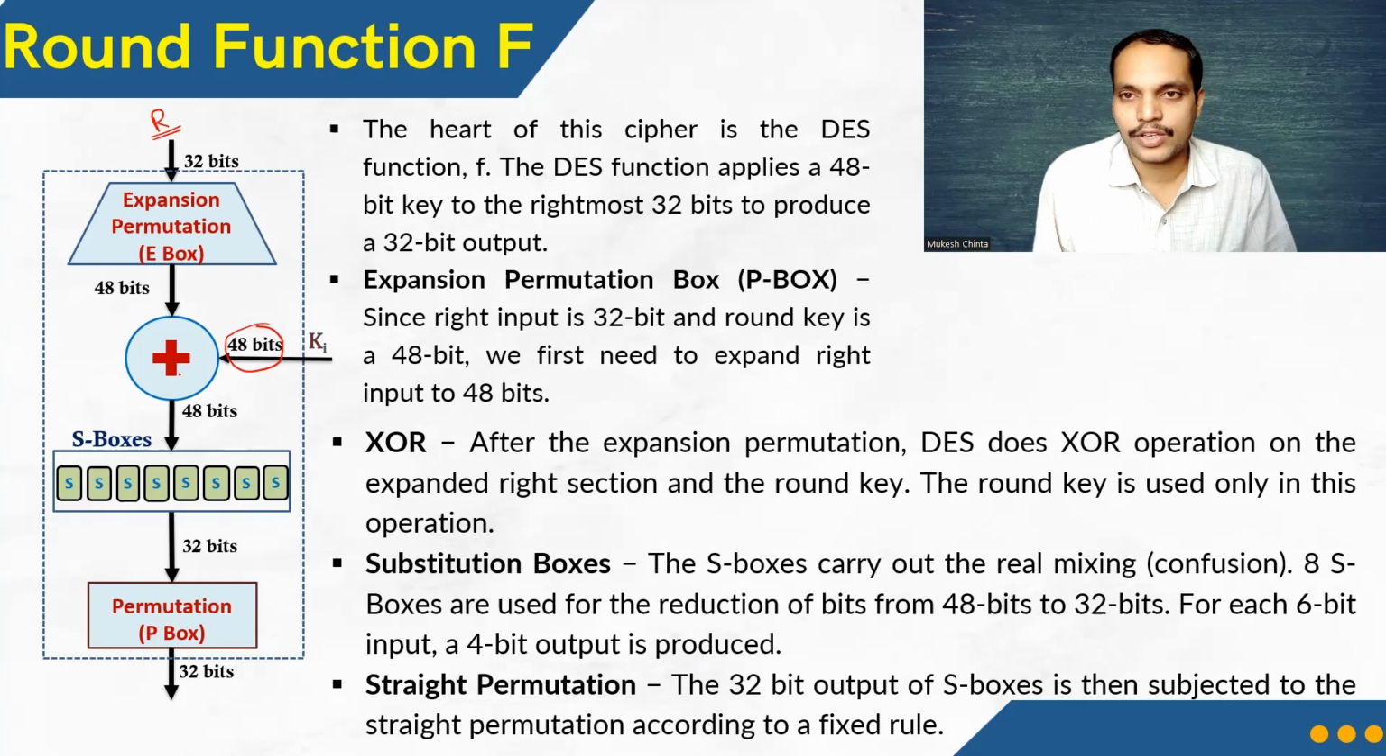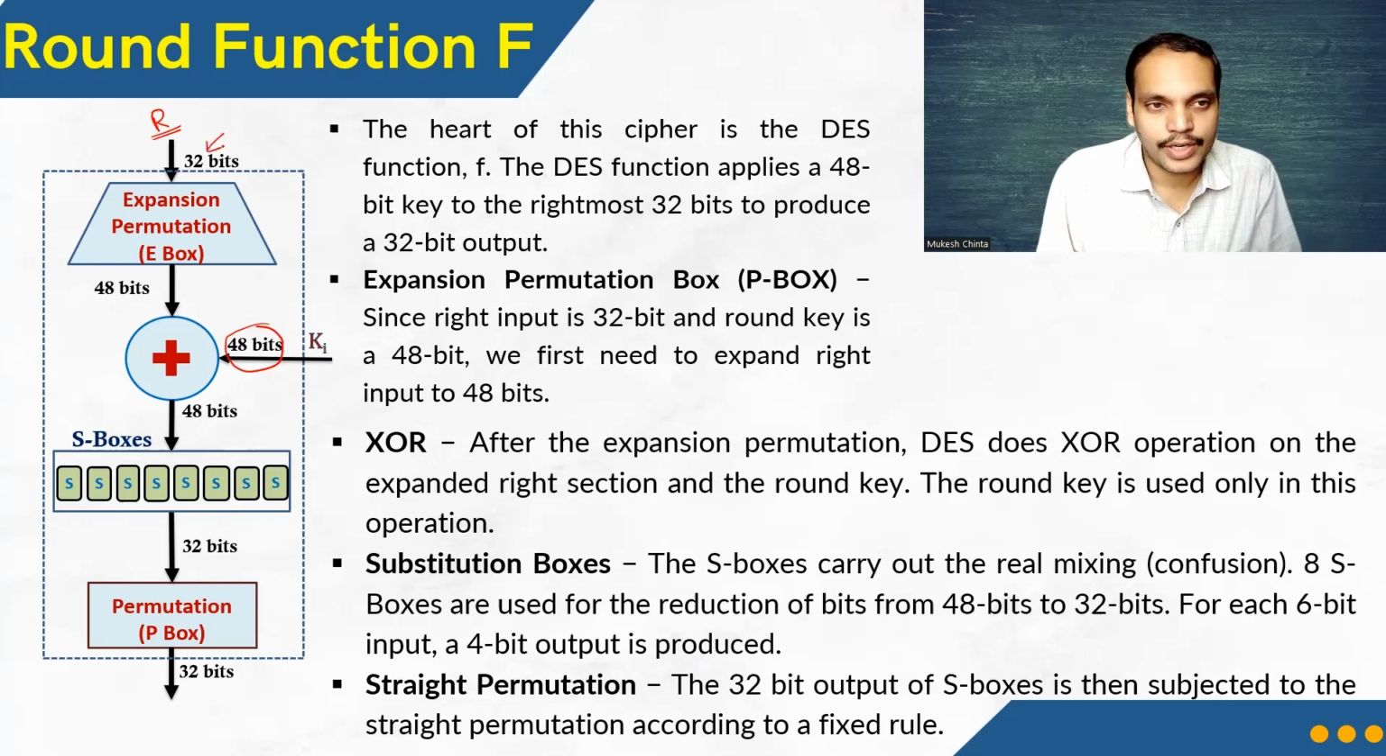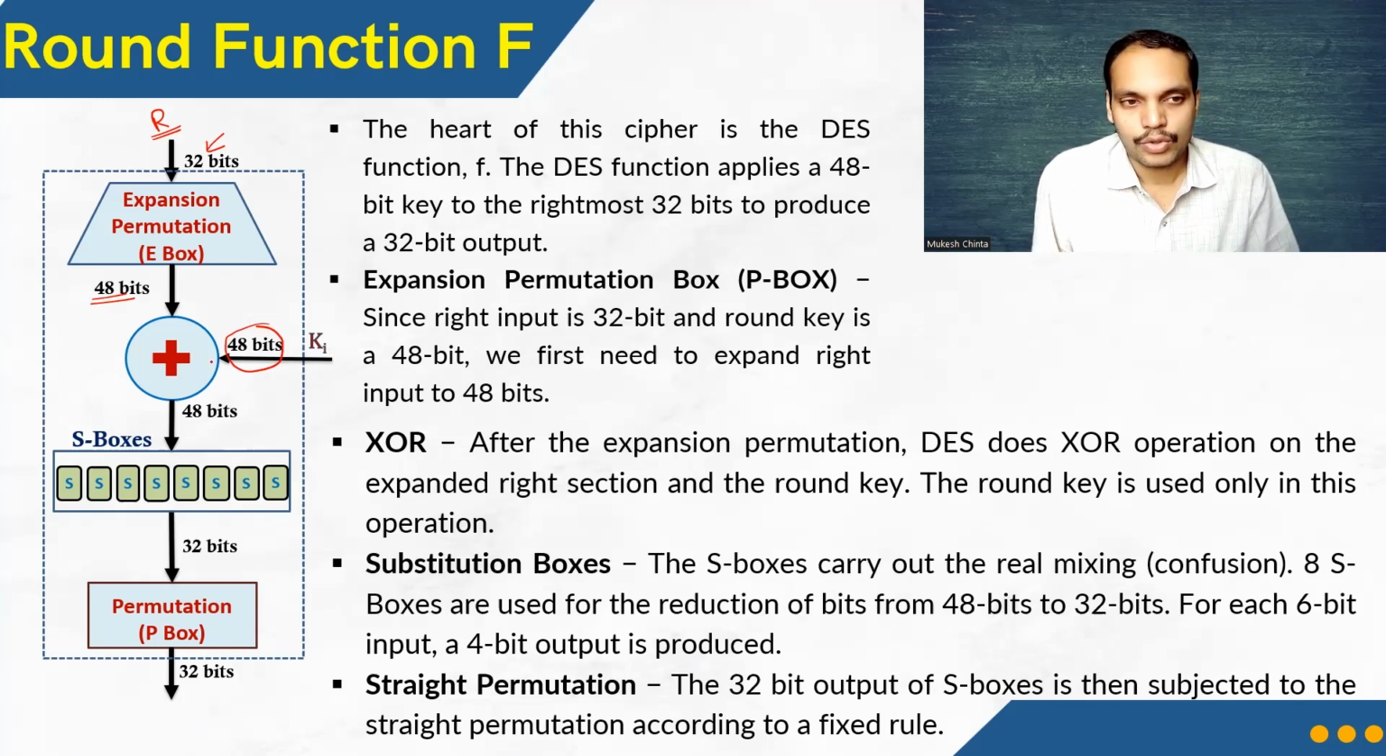Now, in order to perform an exclusive OR, I need 48 bits also, isn't it? So these 32 bits are now subjected to something called an E box, or expansion permutation box. In this E box, these 32 bits are expanded to become 48 bits. These 48 bits are now exclusive ORed with the round key. So you get an output of once again 48 bits.